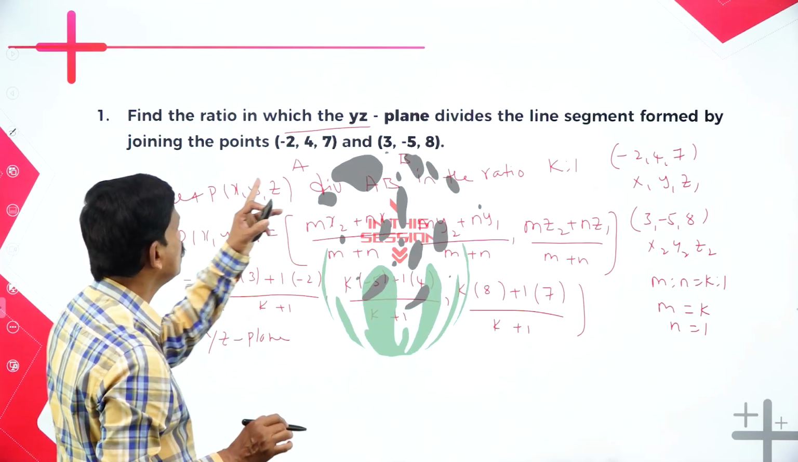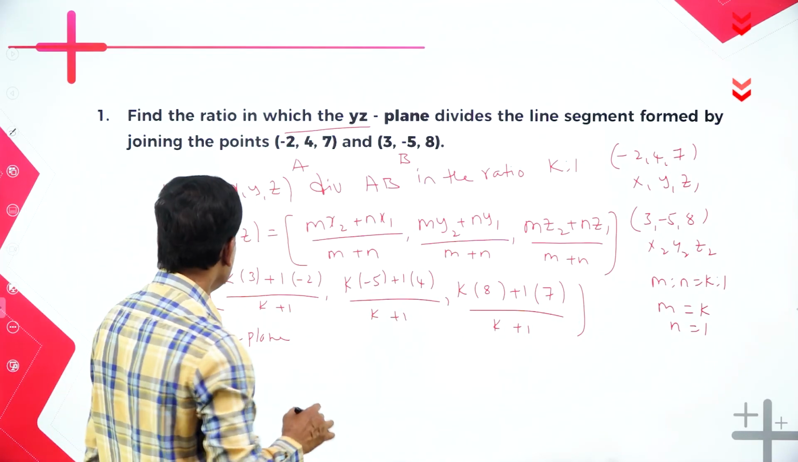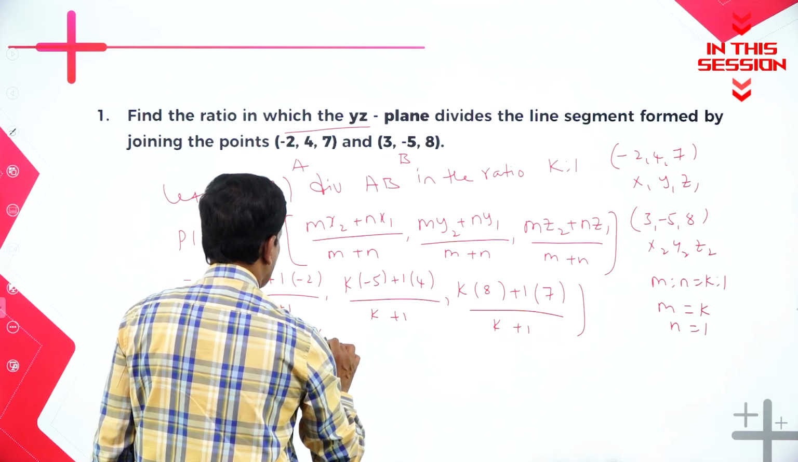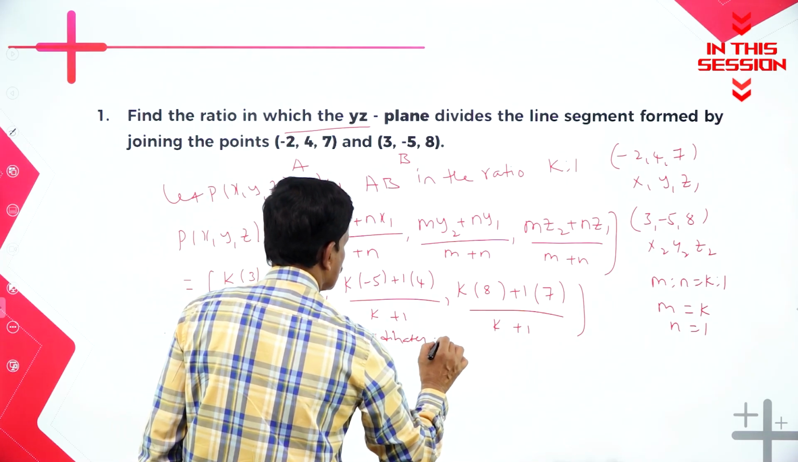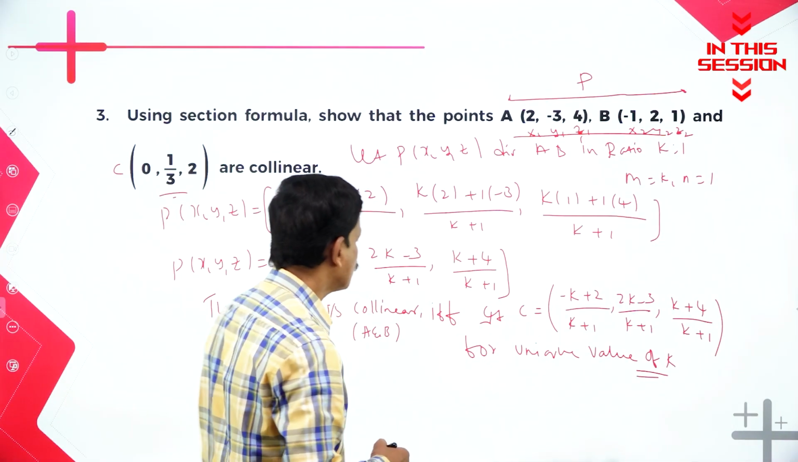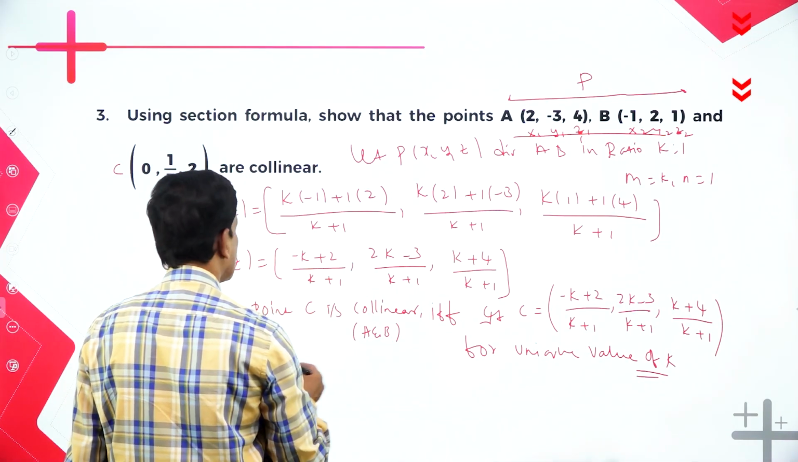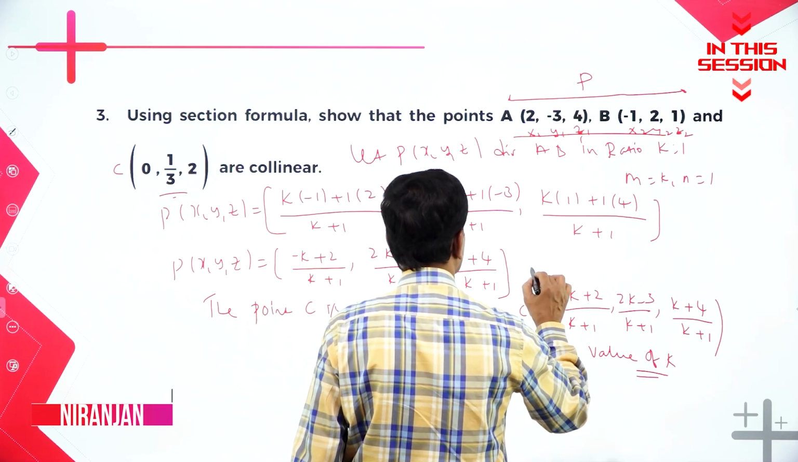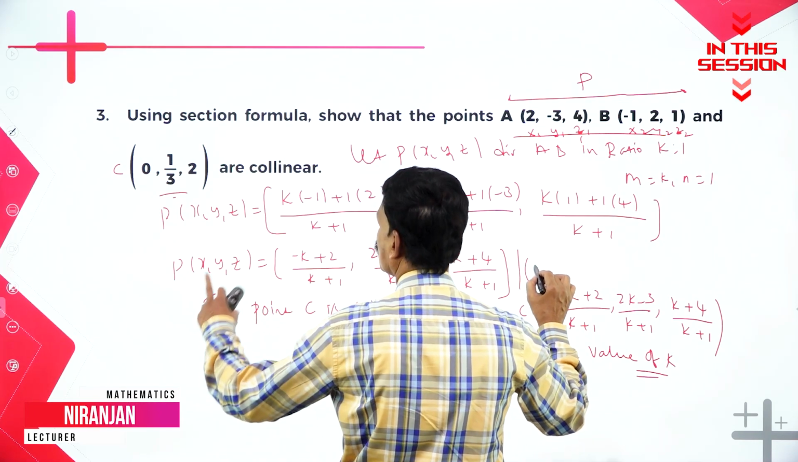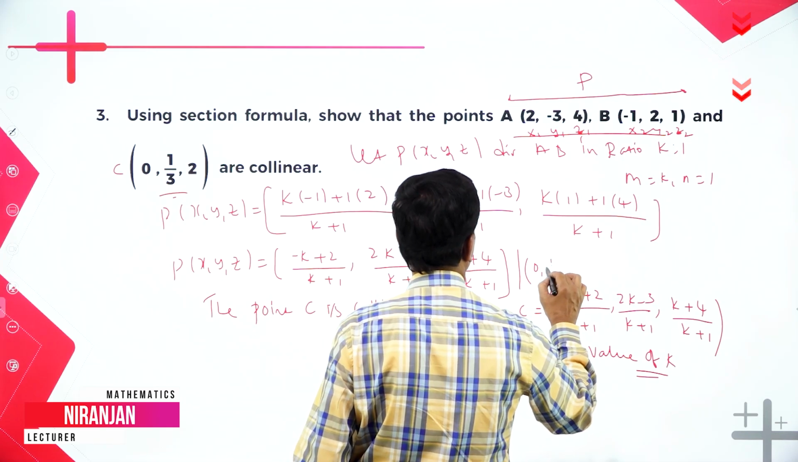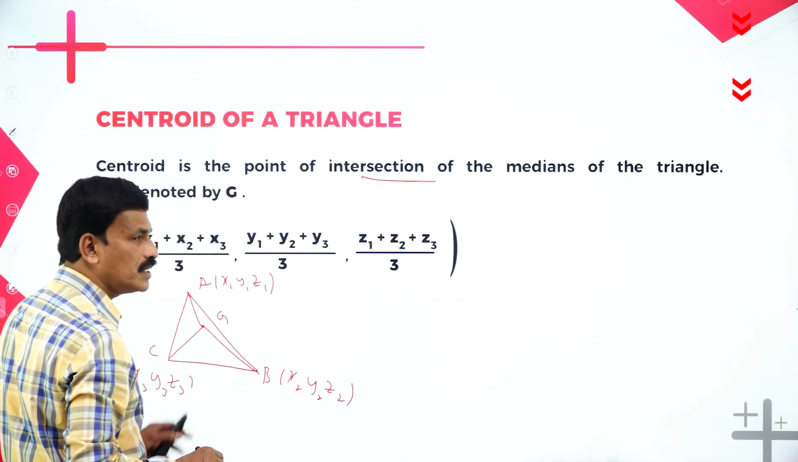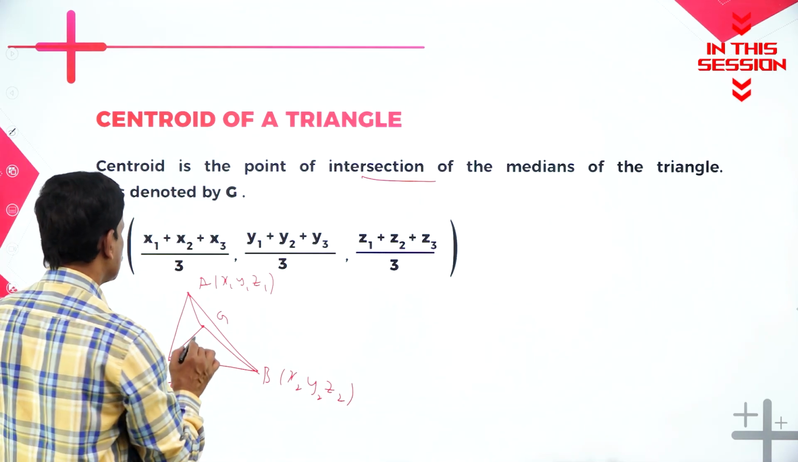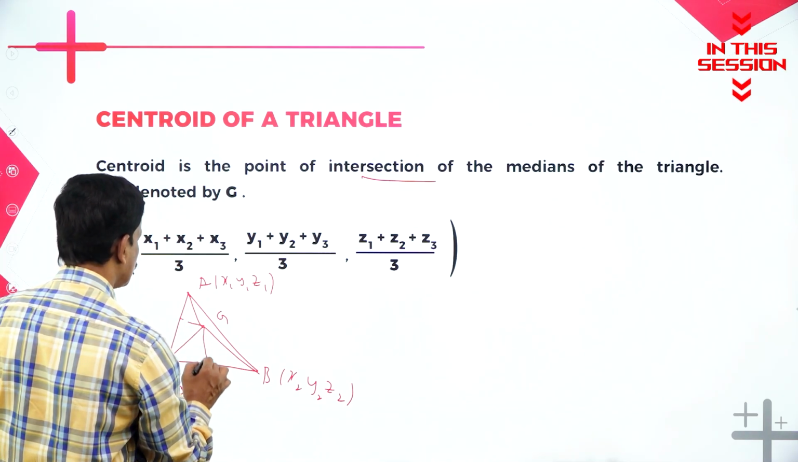Since the ratio in which the yz plane is divided, in the yz plane the x coordinate is equal to 0. Now equate it. What are the coordinates of C? C is equal to 0, comma 1 by 3, comma 2. Equate it. That's it. The point of intersection of the medians of the triangle will give the centroid of the triangle.